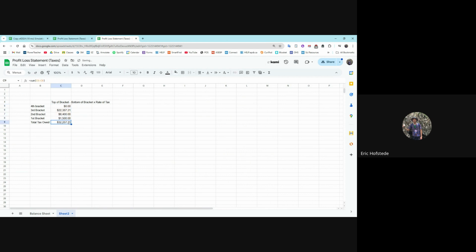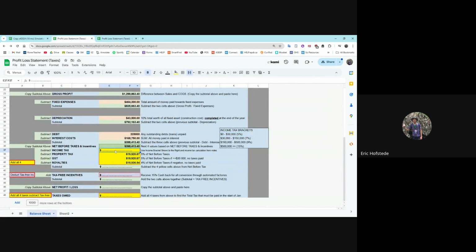$32,257 is my income tax, which I'm going to throw in here as a value only. Subtotal. This is a tricky subtotal. Subtract all 4 yellow cells above the net before tax. So I'm going to take this number, minus this, minus this, minus this, minus this. That's my subtotal. Equals this, minus this, minus this, minus this, minus this. I still have 310,000. Awesome.